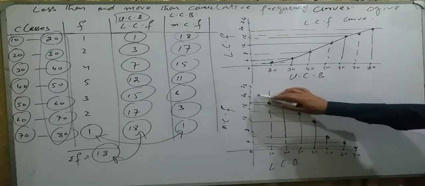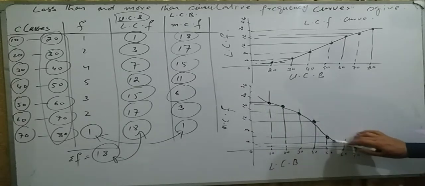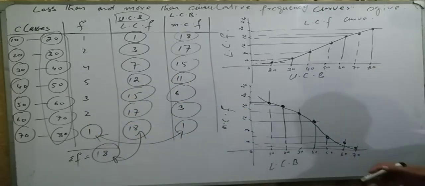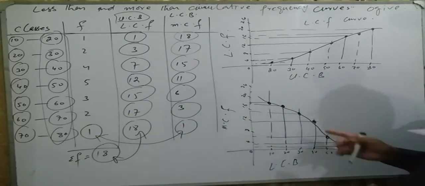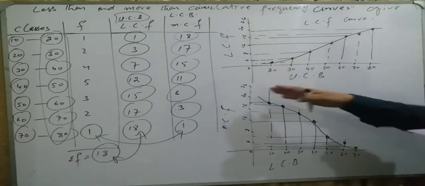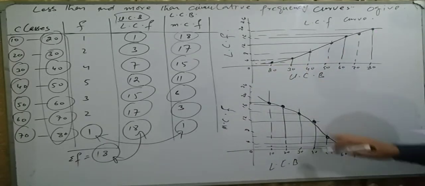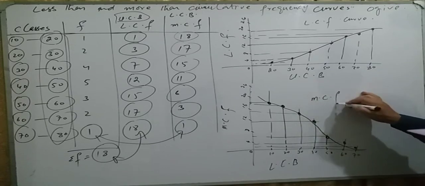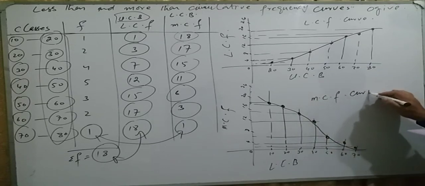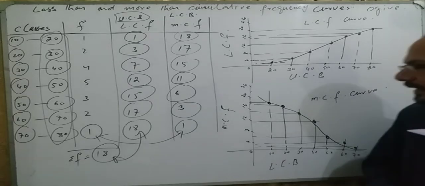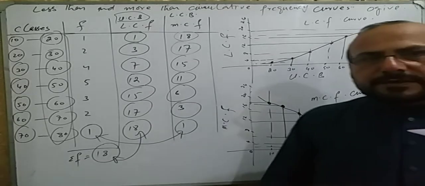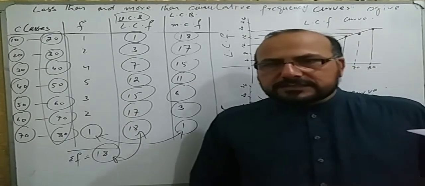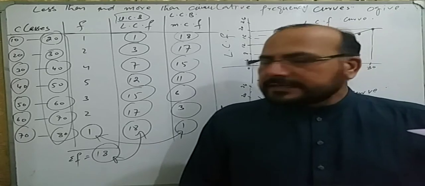Now if you join these points, it will again be a smooth curve from left to right and from high to low. So this one is from low to high and this one is from high to low. Here you can write more than cumulative frequency curve. By this way you can draw the less than and the more than cumulative frequency curves. And this was the last graphical presentation of the data.